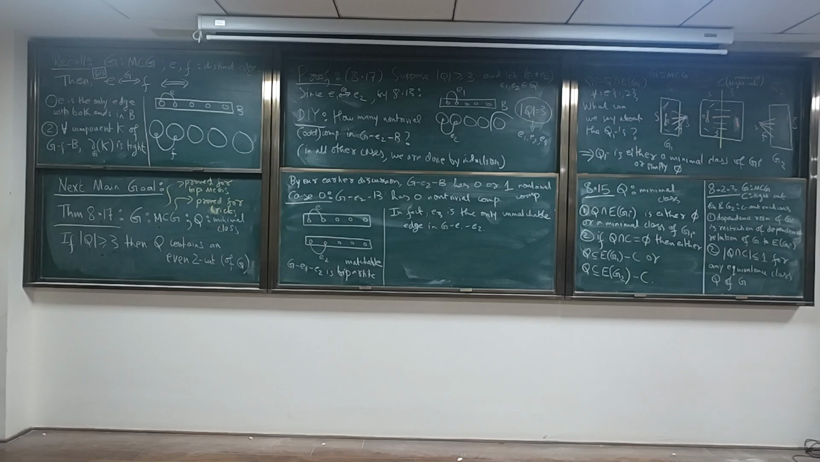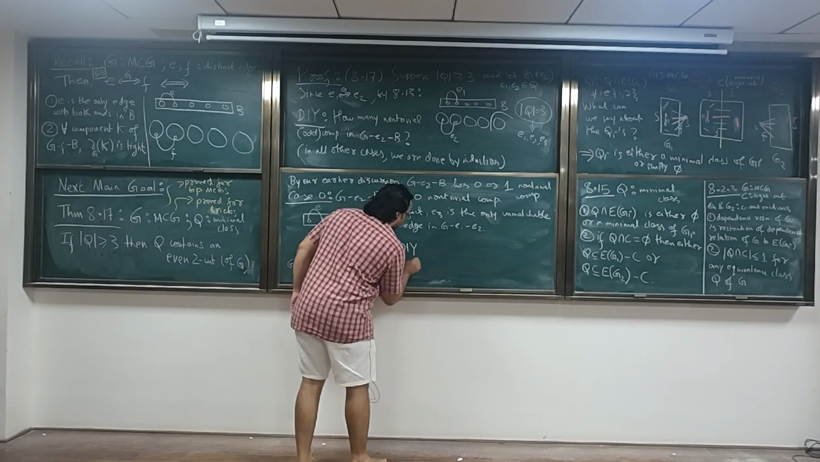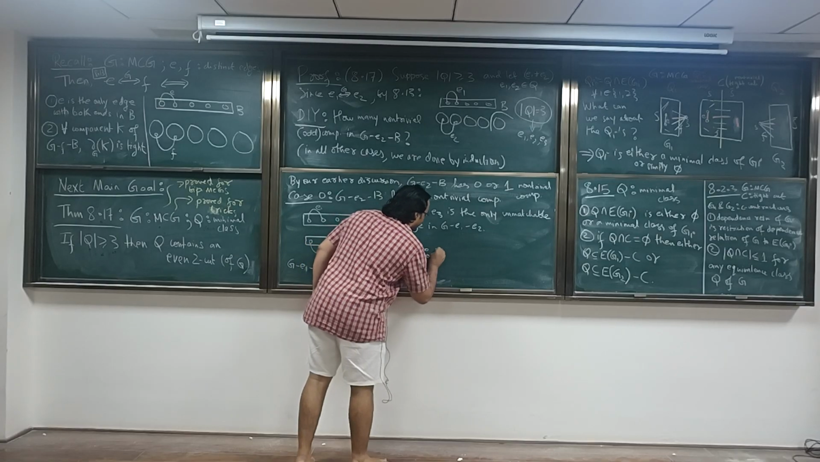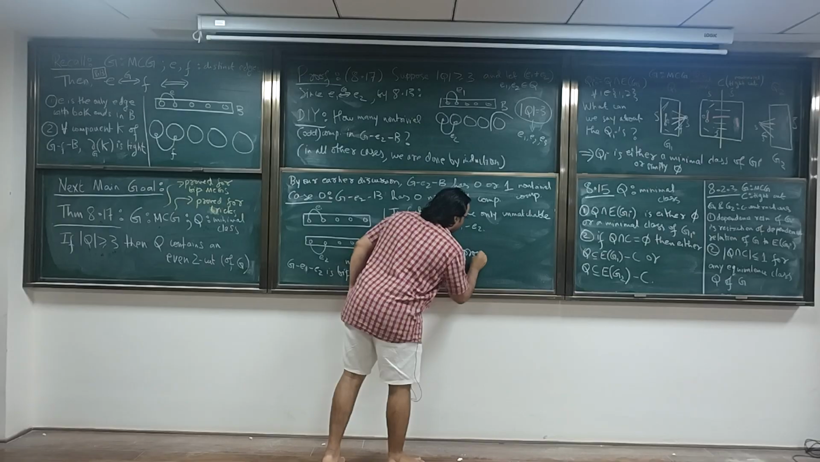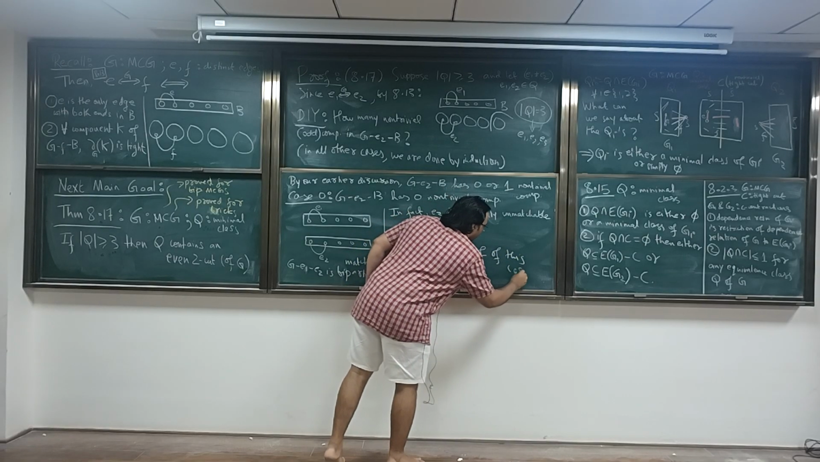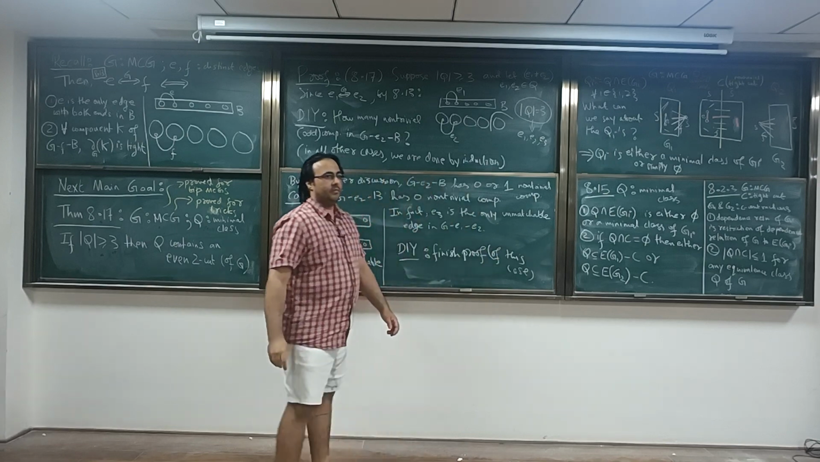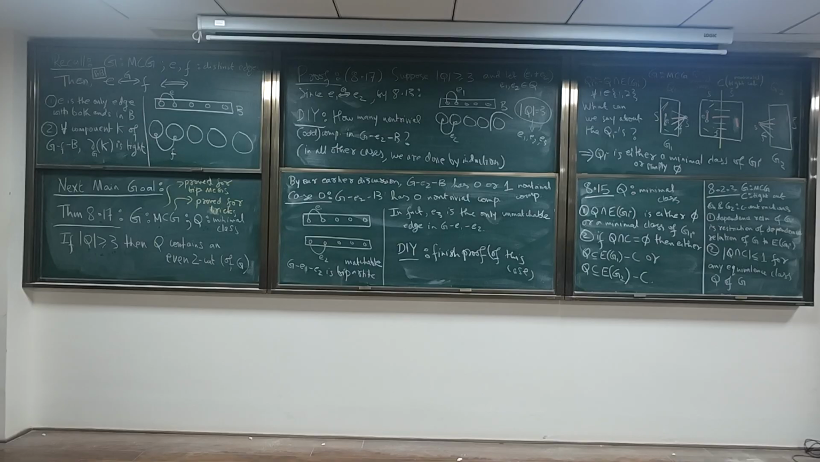Now, DIY. Try finishing the proof right now. Make a drawing, count and conclude. It's just counting at this point. That's all there is to it. There's nothing more than counting.